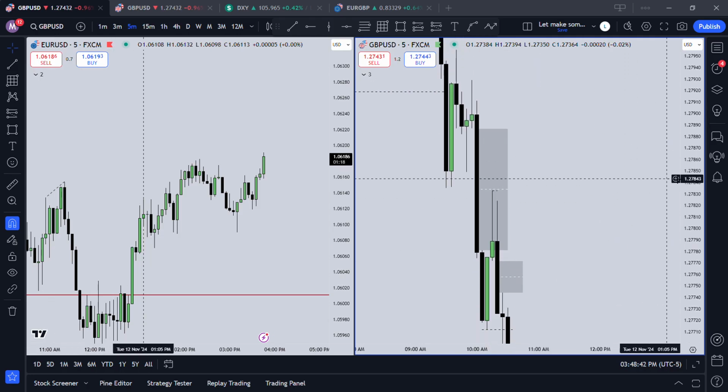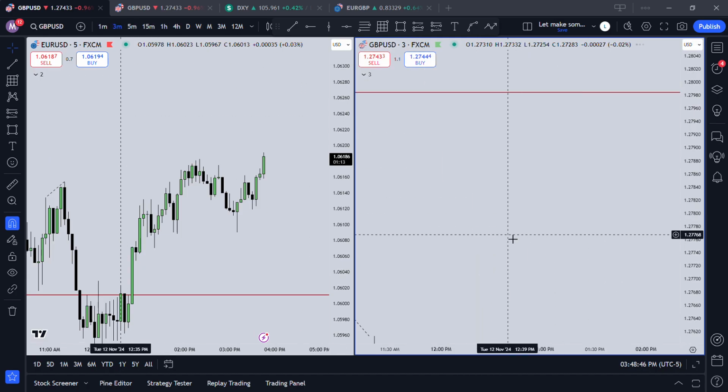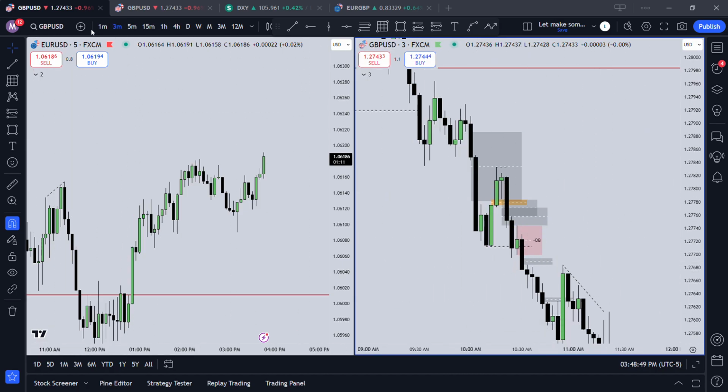So I was like, okay, this is showing bearish reactions. So I came back down to the 3-minute, and no, actually to the 1. It's kind of like a 1-minute entry.